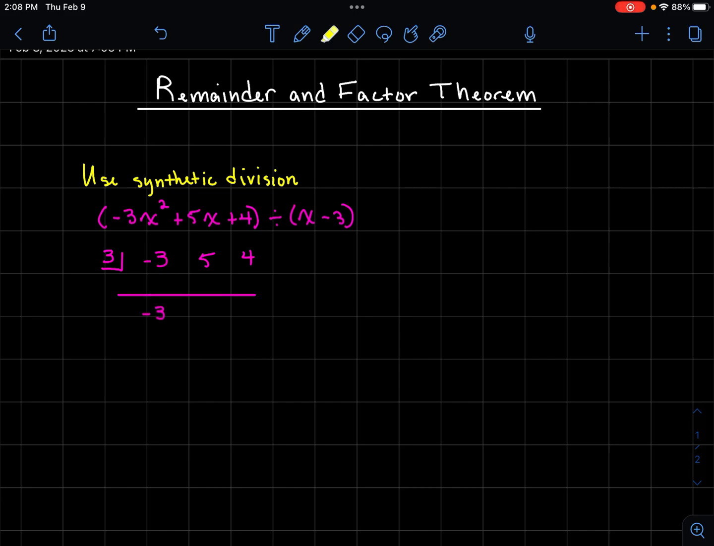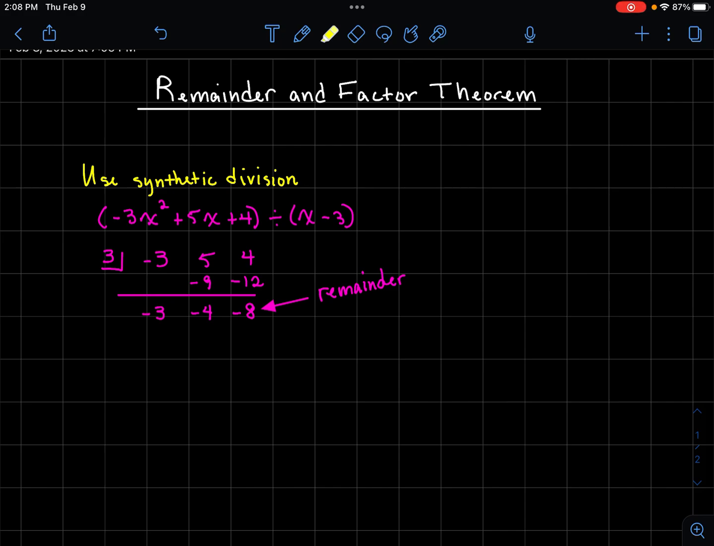And then our first step will always be to bring down our negative 3. And then from there, take 3 times negative 3, and that product will go underneath 5. So 3 times negative 3 is negative 9, and combine the 5 and the negative 9, we'll get negative 4. And then multiply again, 3 times negative 4, which will give us negative 12. Combine the 4 and the negative 12, which is negative 8.